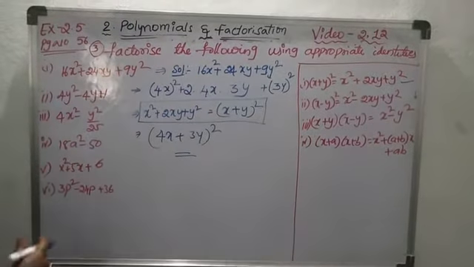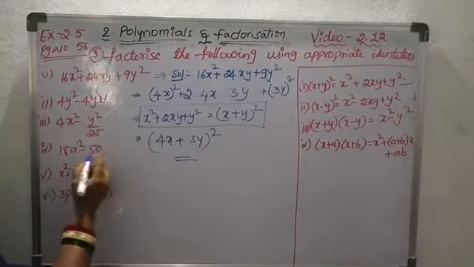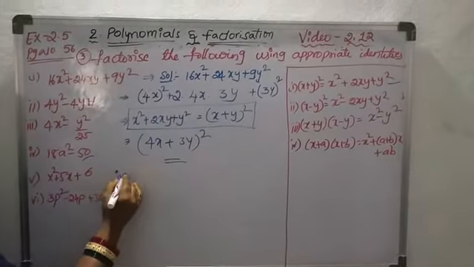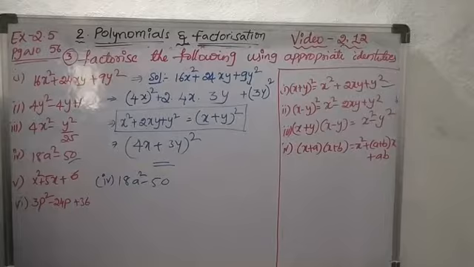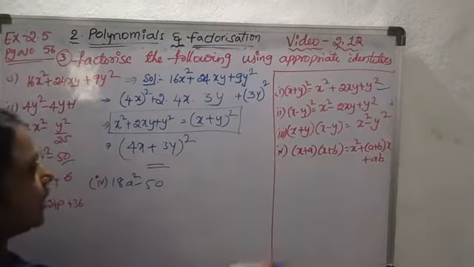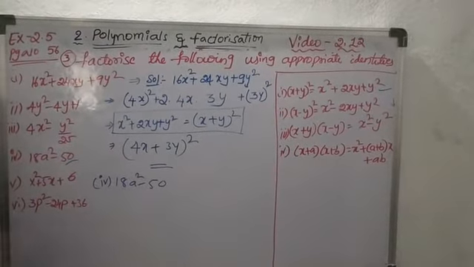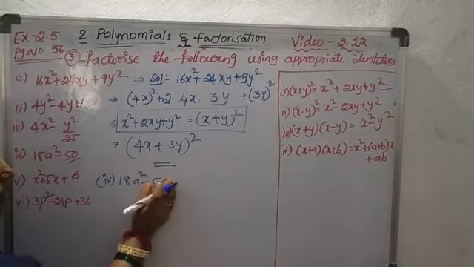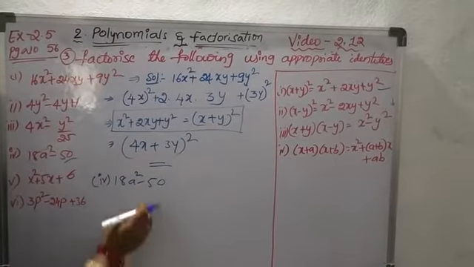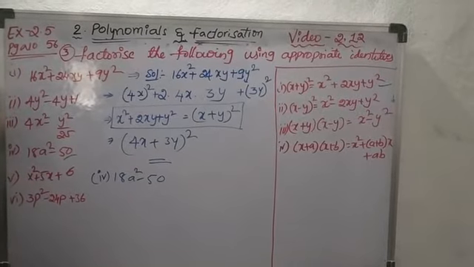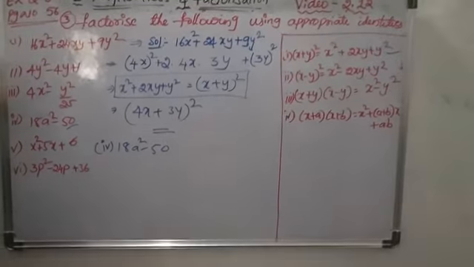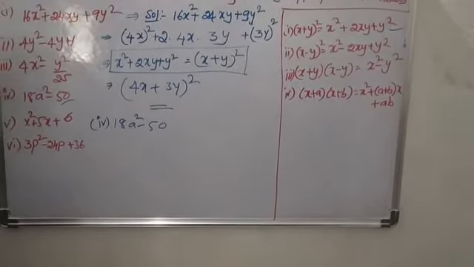Okay children, for example in the fourth question, 18a square minus 50, here we have only 2 terms but there is no algebraic identity in the given identities, right? The first one is a square, but the second one is not a square, and 50 cannot be written as the product of a number with itself. 5 5s are 25 and 7 7s are 49, and we are not getting 50.